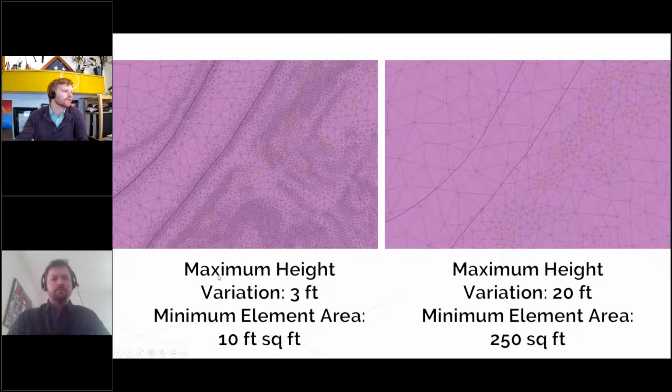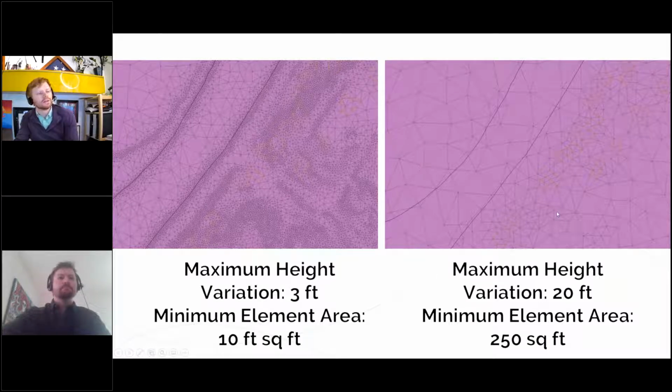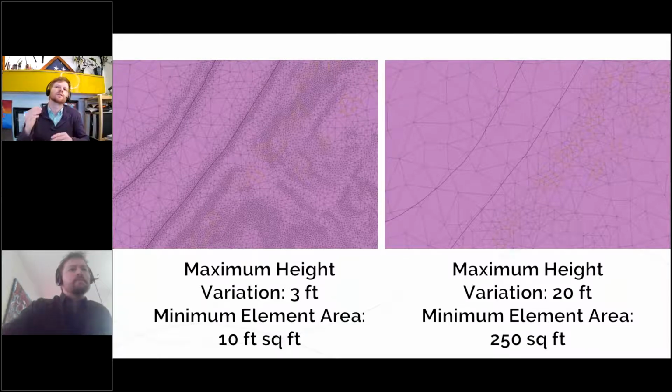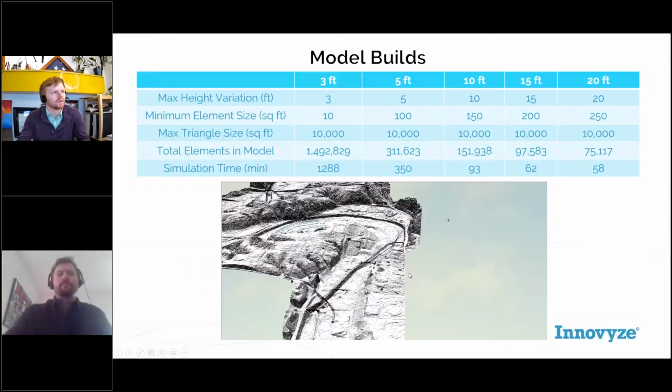In this next slide, comparing again the two things that I changed, the maximum height variation was 3 feet in the most detailed model, with a minimum element area of 10 square feet, versus one that had a maximum height variation of 20 feet and a minimum element area of 250 square feet. I was hoping to accomplish two things, one of which was keeping the same level of detail on a relative basis between each one of these by using the terrain sensitive meshing. So just trying to keep things on a relative basis more than anything.